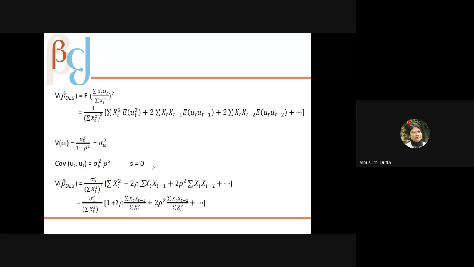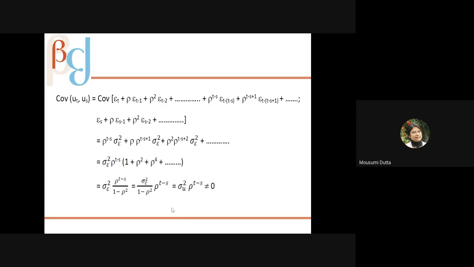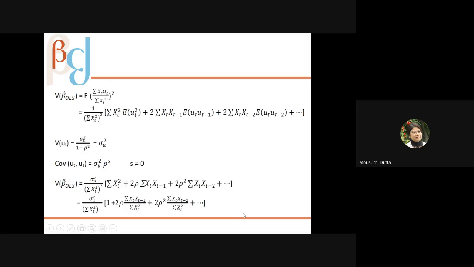If you write the representation as rho to the power s, you will get the series in this format, rho square in this format. Otherwise, you can keep it like this, no problem. If you want to write sigma square rho to the power t minus s format, then also there is no problem in it. However, the main thing is the variance of beta hat OLS is not this small one, rather there is a component here.